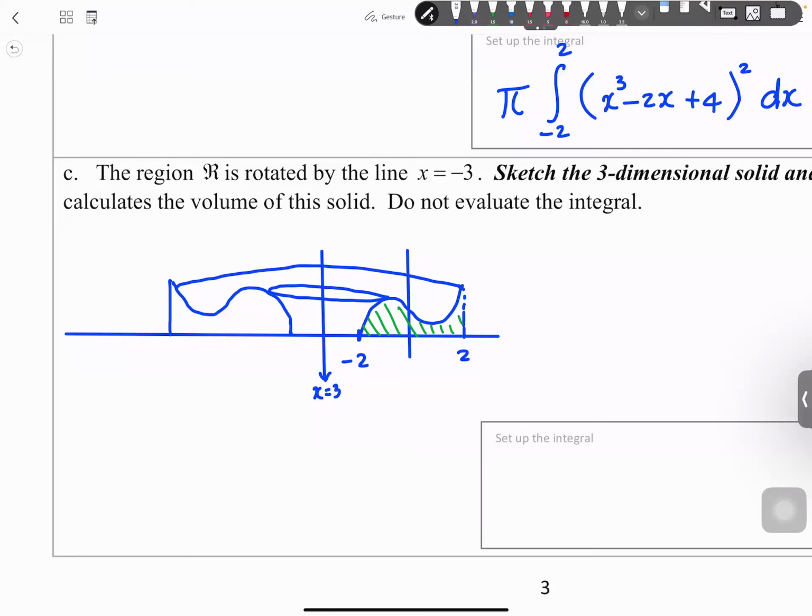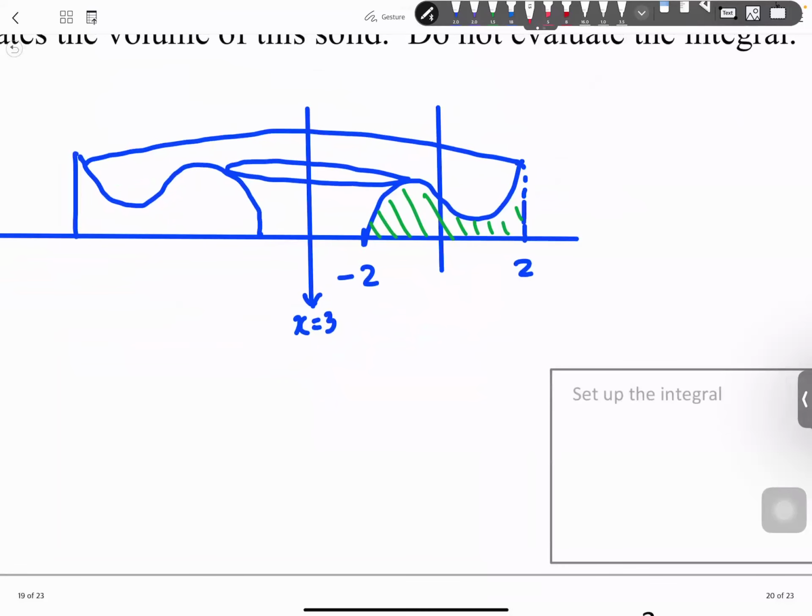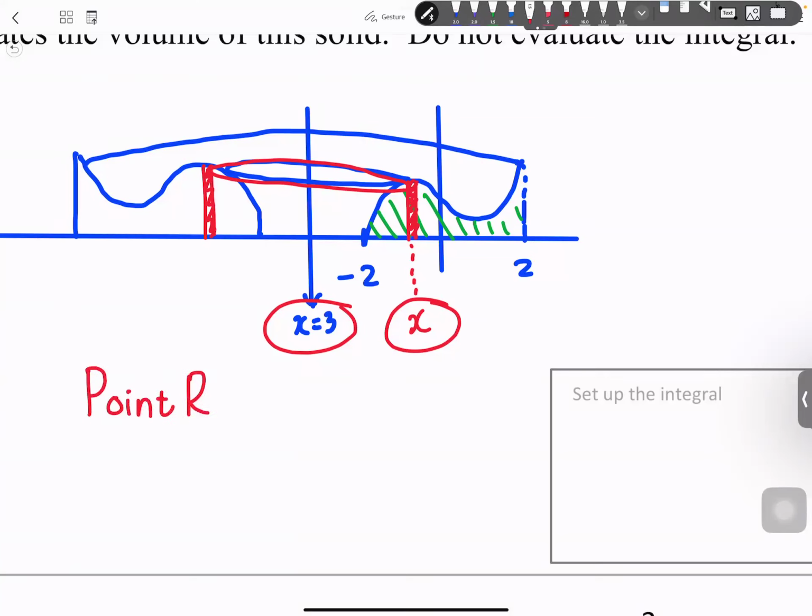Use the shell method. So for the shell method here, we need to find the point radius. So if you consider an arbitrary shell, so let's say this was an arbitrary shell that got rotated over here. So my arbitrary shell is at some point x, and then we have the axis of rotation. So mark those two. The point radius is always right minus left. It's the distance between these two lines. It is this distance right here. So it's right minus left.